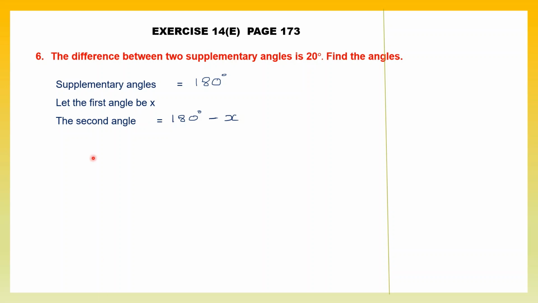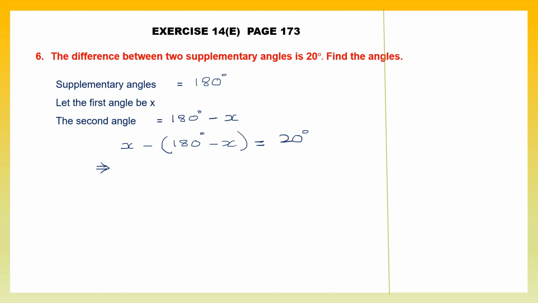Now let's go back to the question. The difference between two supplementary angles is 20 degrees. That means you take the first angle and the second angle, and when you subtract the two, your answer will be 20 degrees. So let's work that out. So now the first angle is x minus the second angle, which is 180 degrees minus x. This should be equal to 20 degrees. This is what is given to us in the question.